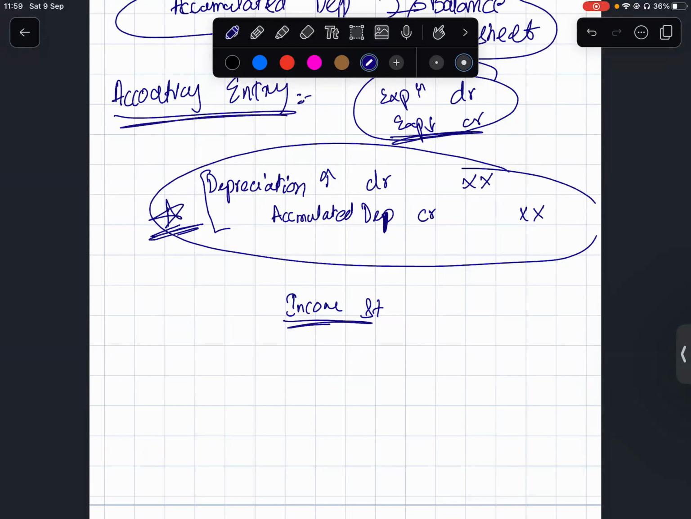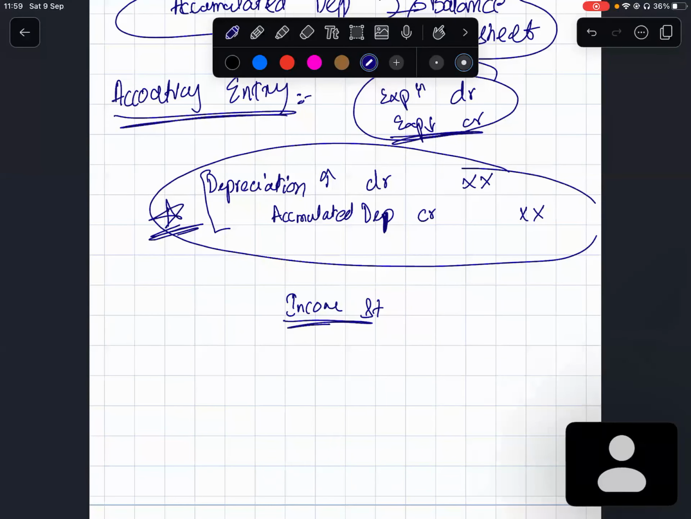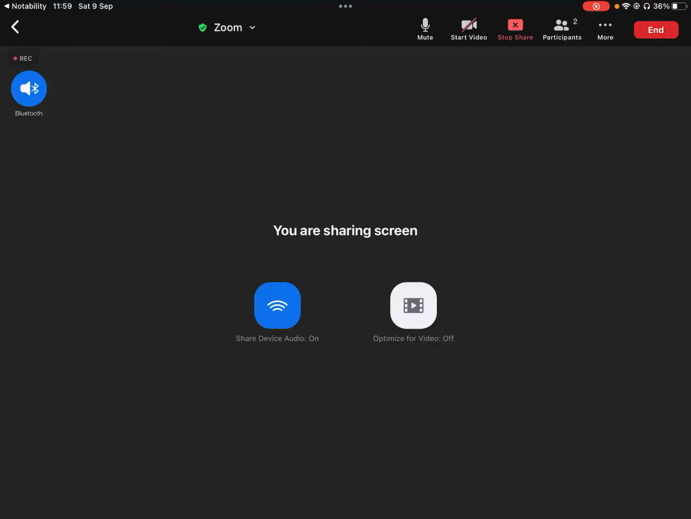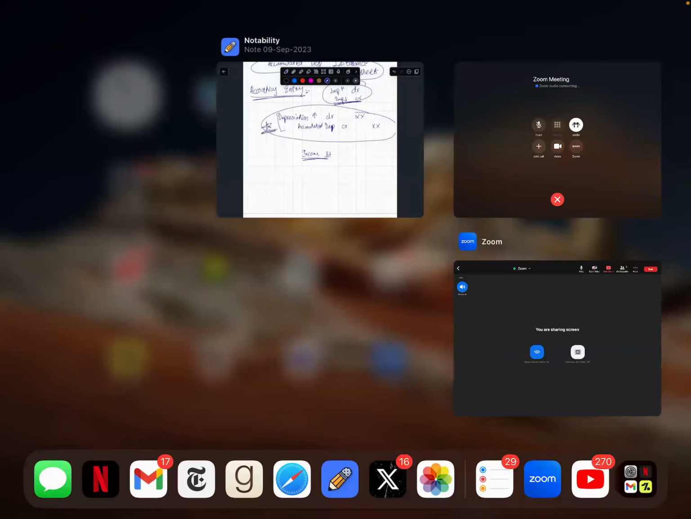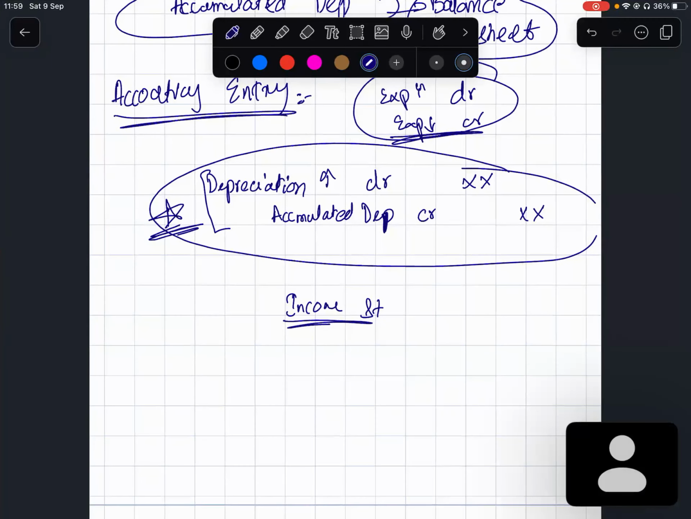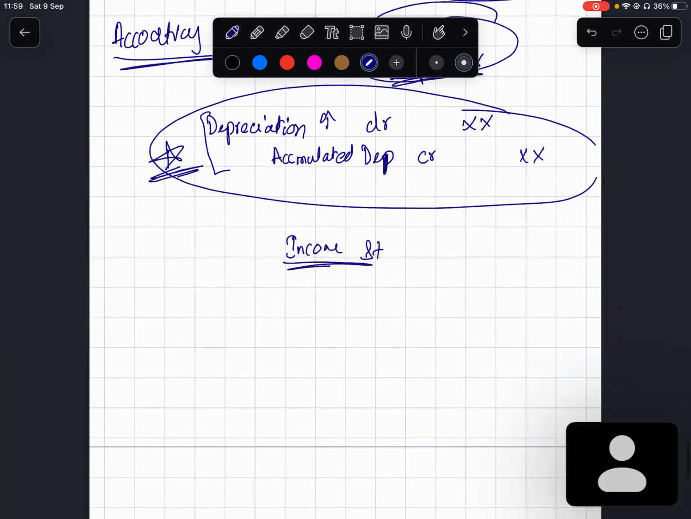Sir, I have a question. When depreciation decreases, accumulated depreciation will increase. So if the accumulated depreciation is on the debit side, depreciation will be on the credit side. No, that will never happen.